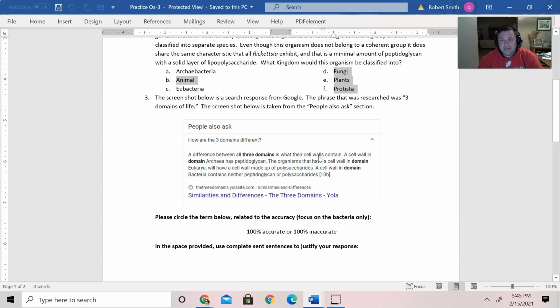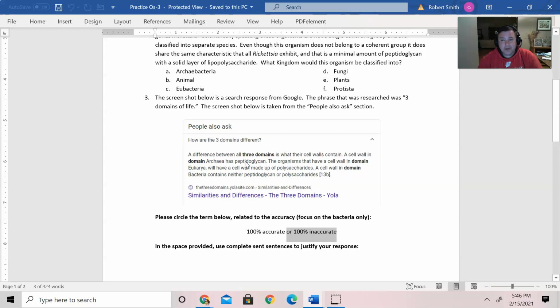No, not really. A cell wall in the domain Archaea has peptidoglycan. The organisms that have a cell wall in the domain Eukarya will have a cell wall made up of polysaccharides, and a cell wall in the domain Bacteria has neither peptidoglycan or polysaccharides. This statement right here happens to be 100% inaccurate. And so what Google is now saying is true is actually 100% inaccurate because, again, when you take a look at it, the Archaea domain, they do not have any peptidoglycan.